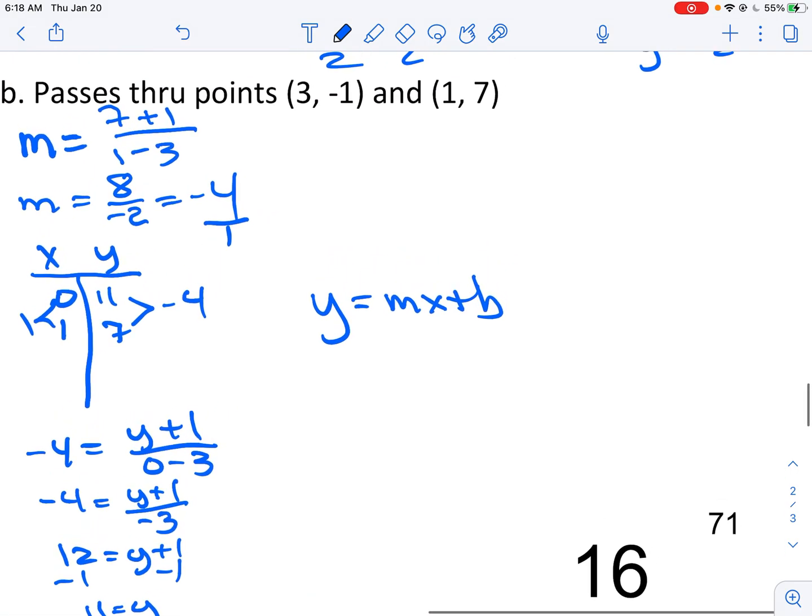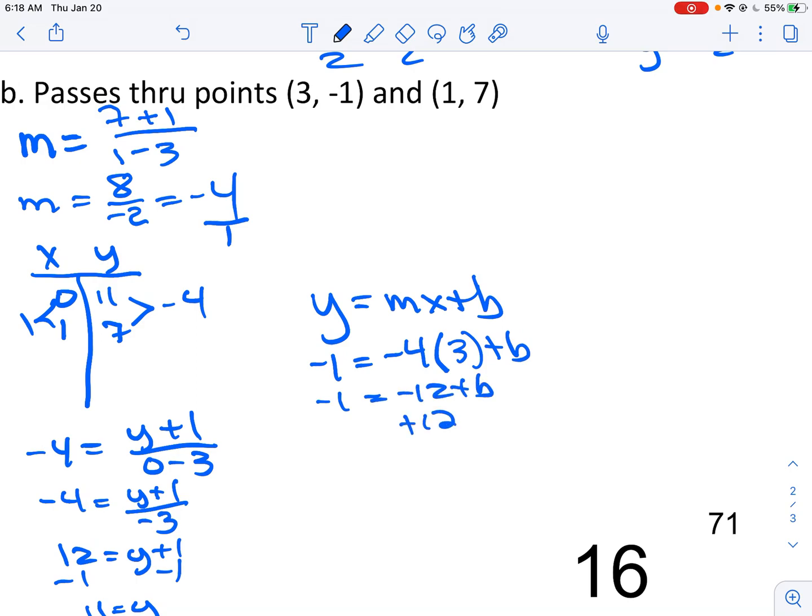and replace y with negative 1, negative 4 times 3 plus b. Negative 1 equals negative 12 plus b. Add 12. So, whichever way you do it, you will come out with negative 4x plus 11.